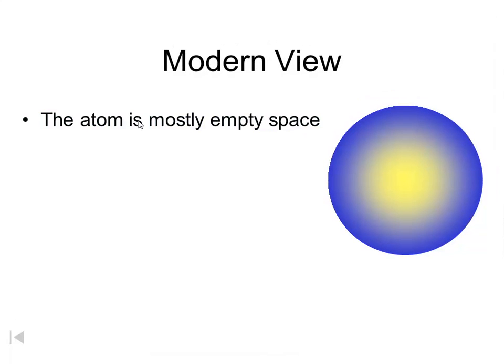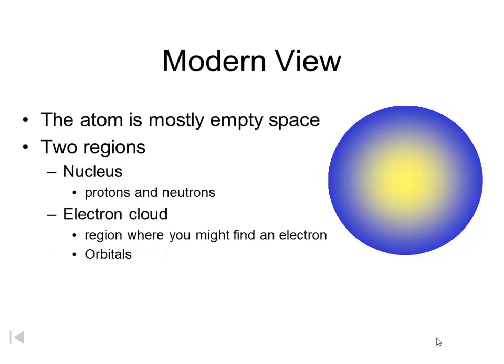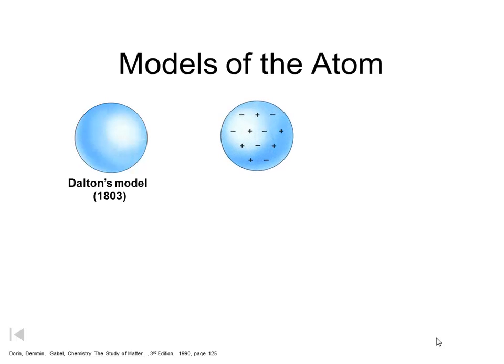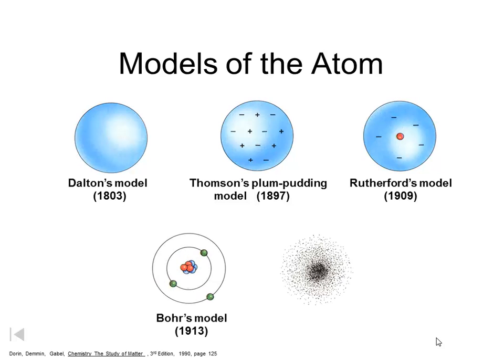There's our modern view. This is something that you guys want to take down. Most of the atom is made of empty space. The nucleus has the protons and neutrons, and the electrons are in orbitals, their most probable location of being found. Here are the models: the Greek models, like the billiard ball model, Dalton's model, the plum pudding or chocolate chip cookie model, Rutherford's nuclear model, the Bohr planetary model, and the quantum mechanical model.